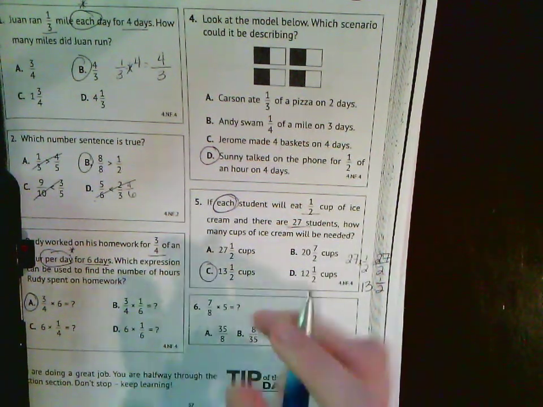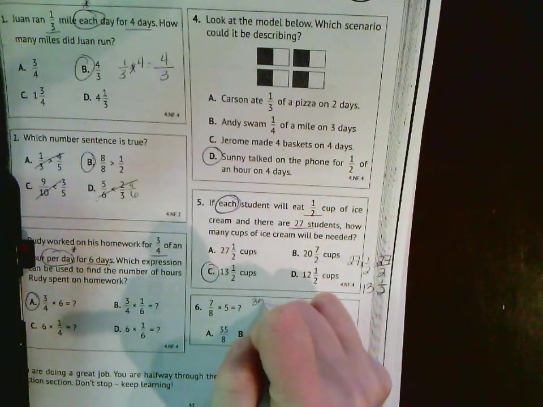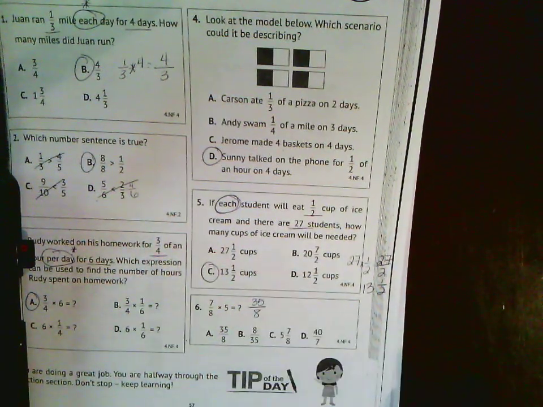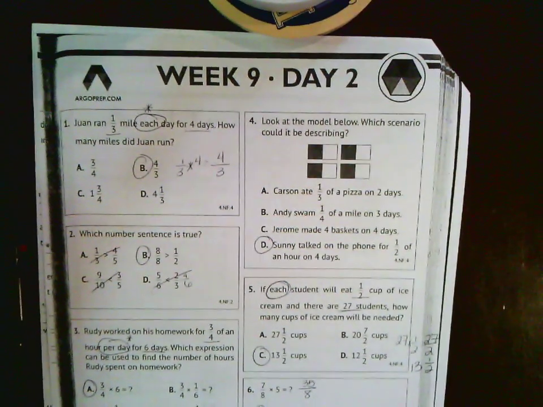And letter 6, 7/8 times 5. Well, 7 times 5 is 35, and my denominator stays. So I got 35/8. Okay. That is our review for week 9, day 2.